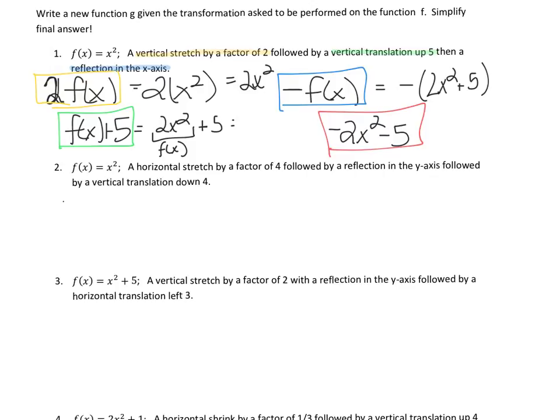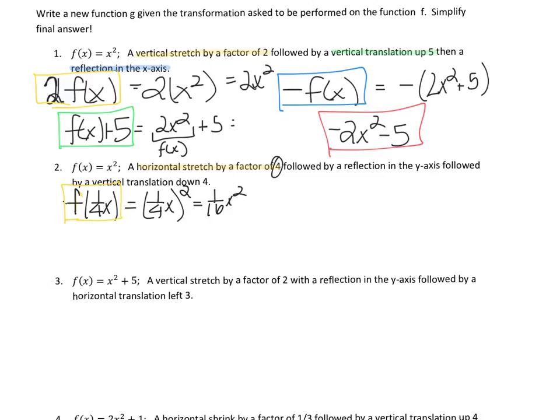Number 2, f of x is again x squared. The first thing it asks us to do is a horizontal stretch by a factor of 4. So in function notation, that is f of 1/4 x. Horizontal means it happens inside the parentheses, inside the function, and it also means it's the reciprocal of the factor. So instead of it being 4, it's 1/4. So that means I'm going to take 1/4 x and plug it in for the x. So it becomes 1/4 x squared. And when I simplify, I get 1/16 x squared.